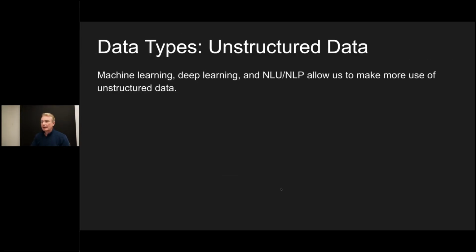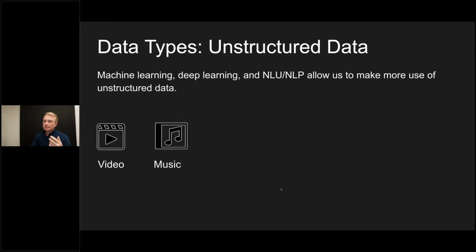So let's look at data types. This is very important to understand. Machine learning, deep learning, NLP especially, allow you to make use of unstructured data. We looked at the Kaggle data set. That was an example of structured data, right? But unstructured data takes lots of formats, and this is what makes machine learning and data science and deep learning so exciting, because now I can do modeling based on video feeds, based on music, and by the way, based on images.